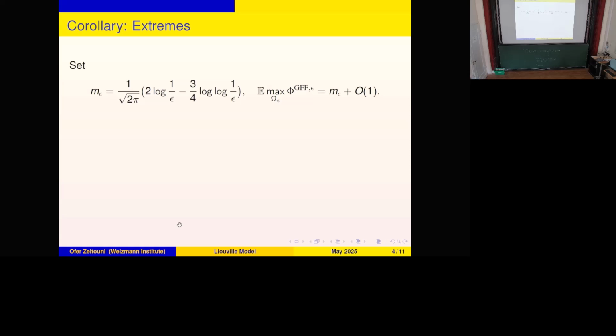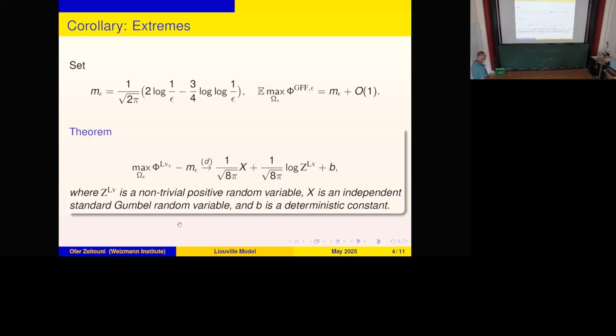So what about extremes? Well, the statement is the following. Take m epsilon, which is this quantity. GFF people will recognize it as the right centering for the maximum for the 2D GFF. So in particular, the expectation of the maximum of GFF is exactly m epsilon plus order 1. In fact, the maximum itself of GFF is a random variable which is tight around m epsilon and has limit laws, whatnot. And the theorem is that, using the coupling that was constructed before, one can show that the maximum of the Liouville field minus the same centering converges to what it should converge.